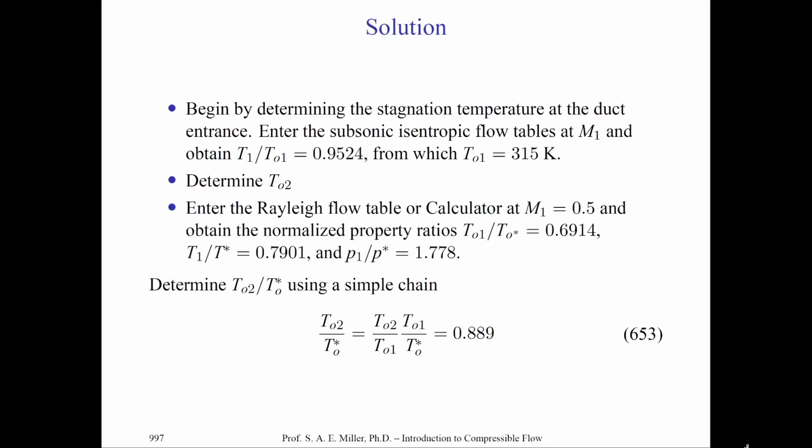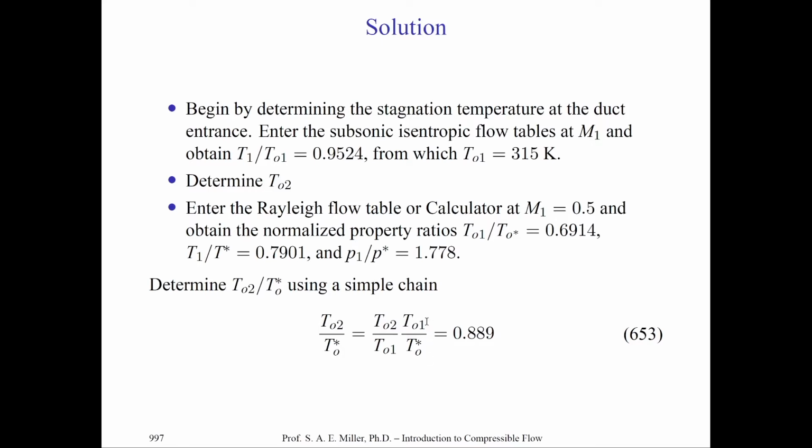We can find T01 over T0 star, T1 over T star, and P1 over P star, which of course are found from the Mach number Rayleigh flow equations or the row of the table for M1 equals 0.5 of the Rayleigh flow table. Let's now determine T02 over T0 star using a simple chain rule. We can see that T02 over T0 star is equal to T02 over T0 star times T01 divided by T01. We can thus exchange T01 in the denominator with T0 star, and we find T02 divided by T01 times T01 divided by T0 star.